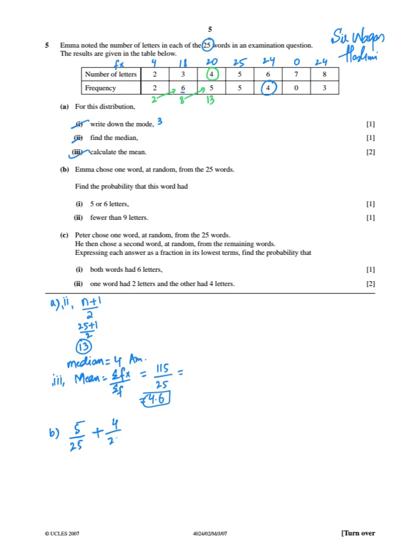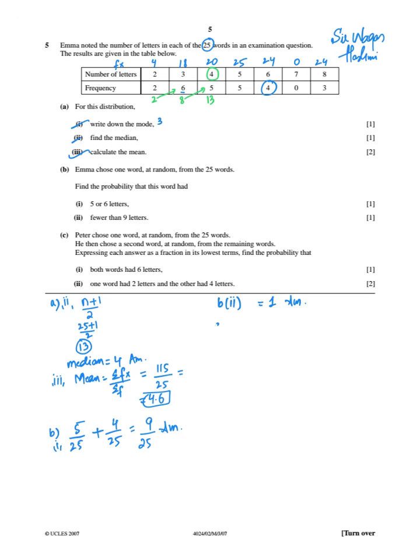So it's 4 divided by 25. And 5 plus 4 leads to 9 divided by 25. You cannot simplify it. So that is your B part 1 answer, right? For B part 2, it says fewer than 9 letters. If you observe, we don't have any word that has more than 9 letters. So whatever word she picks, it is fewer than 9. So the probability is 1, and that is your answer.